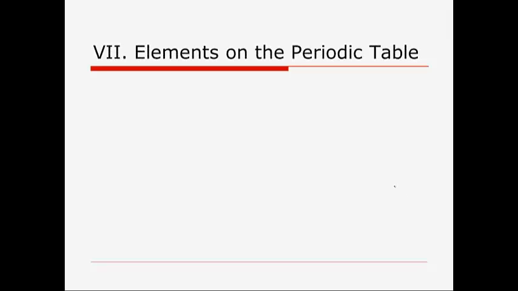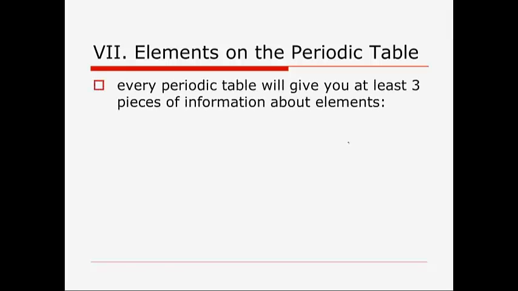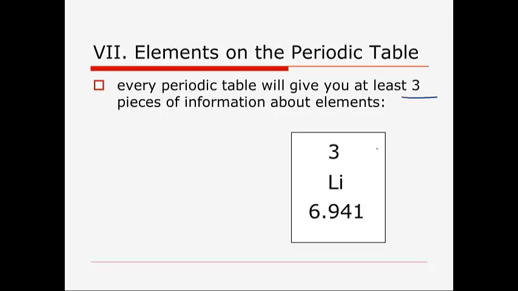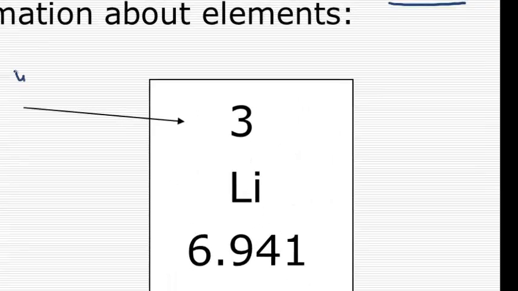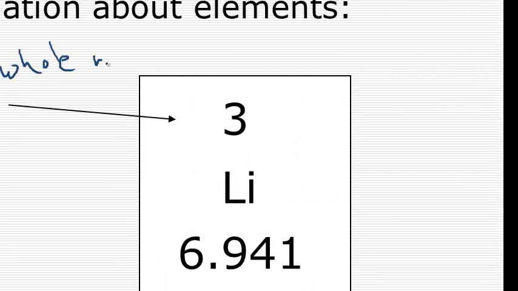Okay, elements on the periodic table. Every periodic table will give you at least 3 things, and one of those things does not have to be the name. So you will see 3 numbers listed. The top number, or it may be on the bottom someplace, but this has to be a whole number, that's the atomic number.